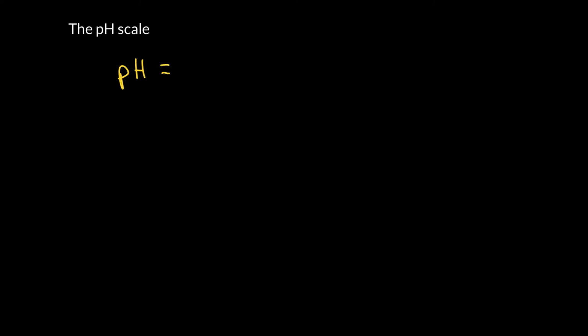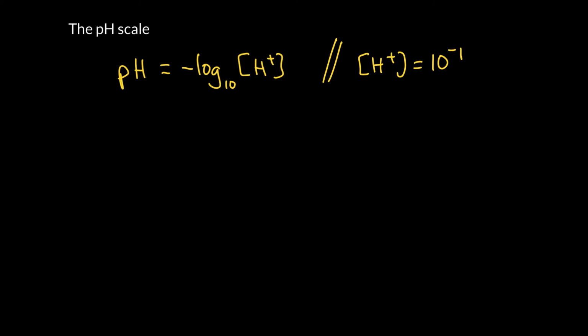So pH is defined as being the negative of the base 10 logarithm of the hydronium ion concentration. And we can actually flip that on its head. We can say the log of H plus is minus pH, and we can anti-log that to get just the concentration of H plus by itself, and that is 10 to the minus pH. And so that's going to be very useful for us.